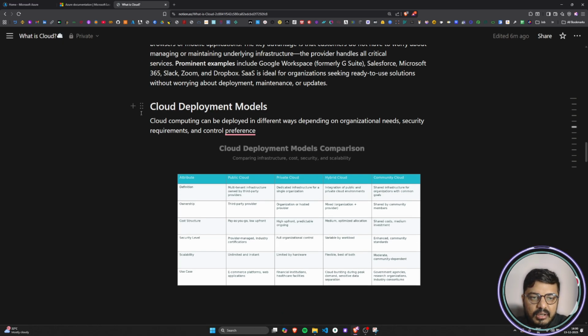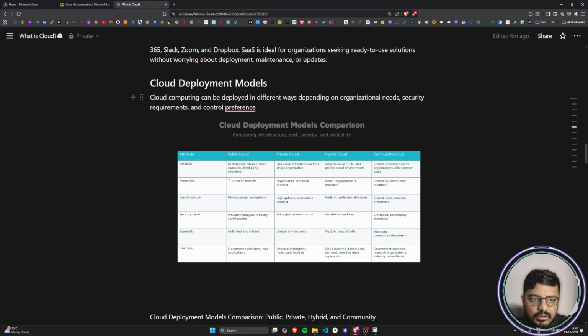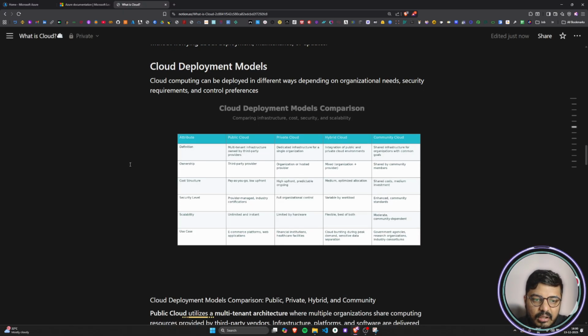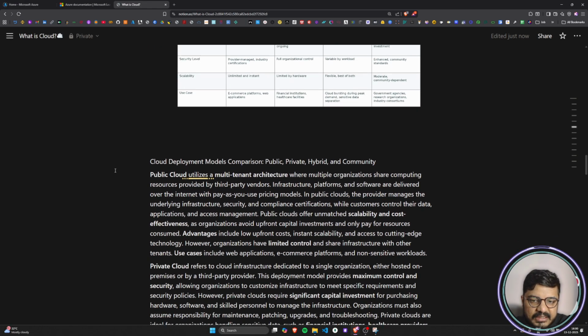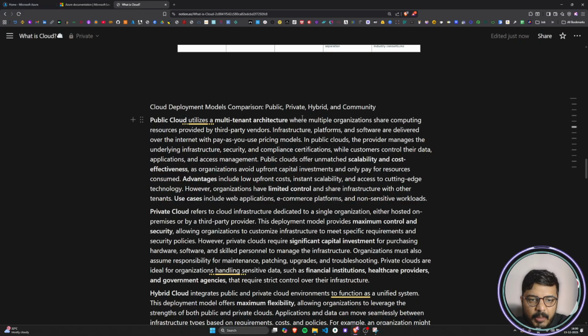Then the cloud deployment models. Cloud computing can be deployed in different ways depending on an organization's needs, security requirements, and control preferences. So let's see how many different types of cloud deployment models there are. There is something called public cloud, private cloud, hybrid cloud, and community cloud.